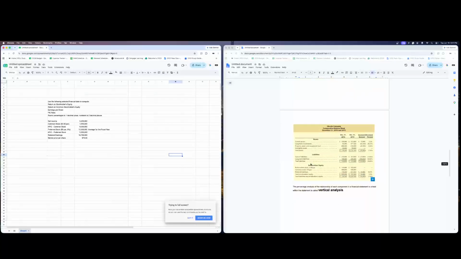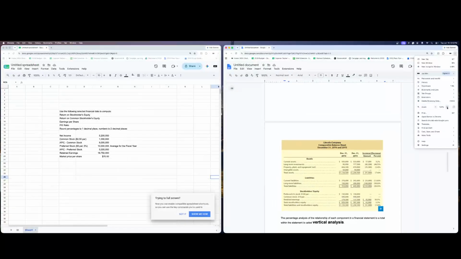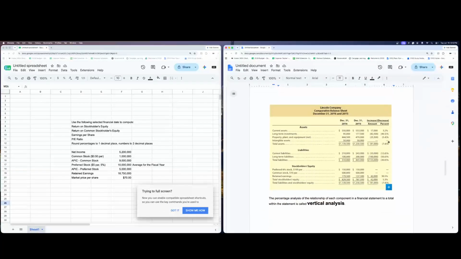Horizontal analysis is when you compare 2 years of financial information. For example, here the Lincoln Company, as you can see, horizontally is being analyzed by these 2 years. You guys understand? This is horizontal analysis.